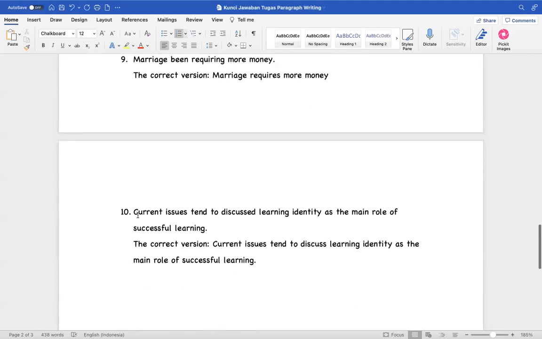Terus nomor 10, current issues, tend to discuss, tend to discussed. Ya nggak bisa ya, tuh itu temennya sama verb 1. Jadi tend to discuss, nggak pakai ed.